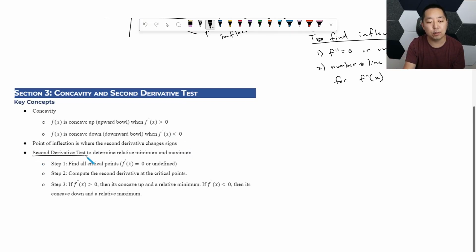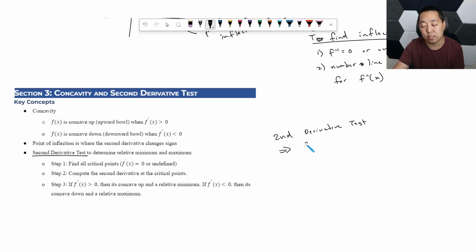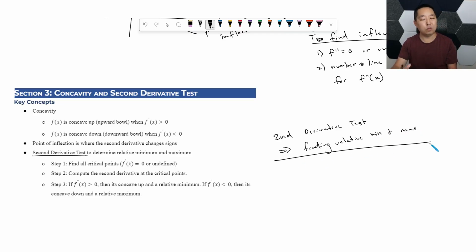But there's another thing we use the second derivative test for. Second derivative test is for finding relative mins and maxes. Okay. Now, why is that? Why do we have the first derivative test? First derivative test is useful. Second derivative test is just another way for us to find the relative mins and maxes.